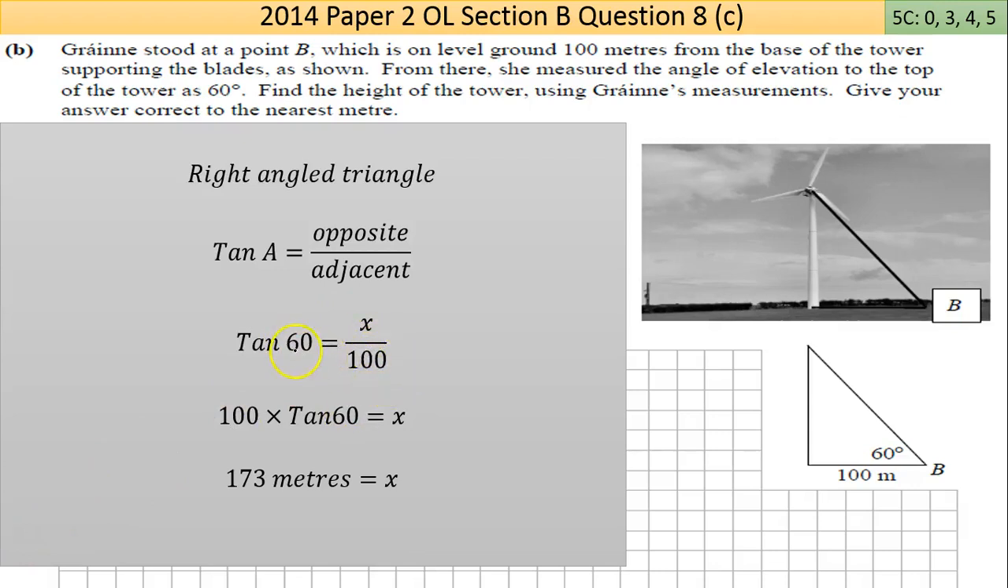Bring the 100 across. It was divided, now it's been brought across because it's multiplied. That's a calculation for the calculator. 100 times tan 60 will give you 173 as the answer. And that's in meters. Okay.